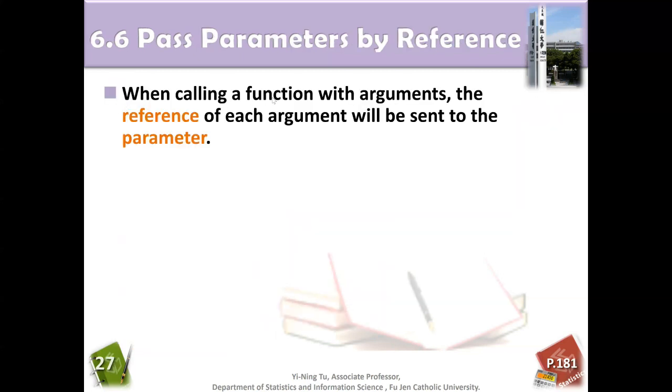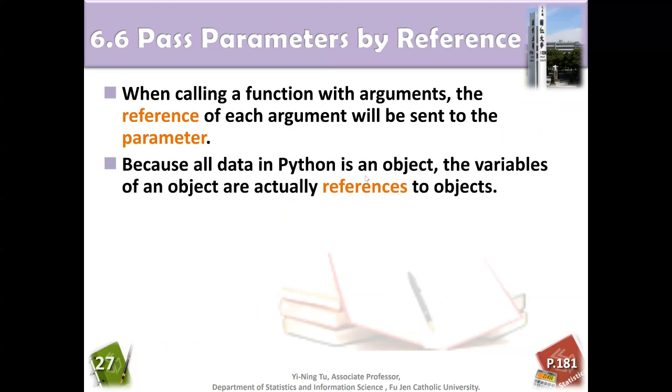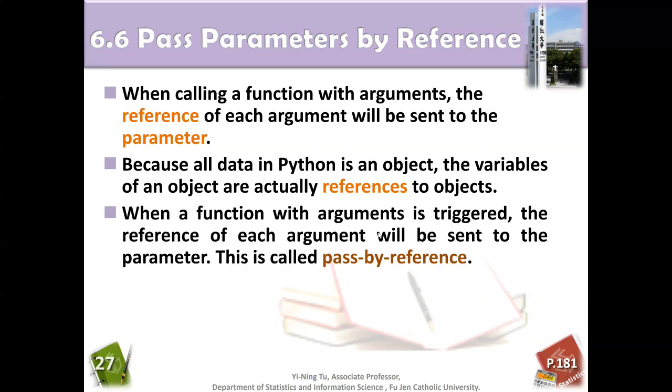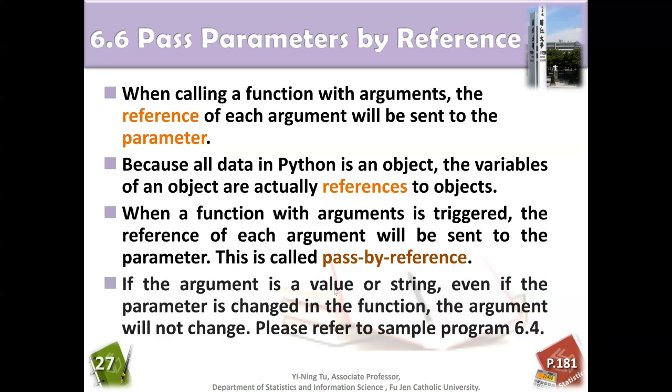When calling a function with arguments, the reference of each argument is sent to the parameter. Because data in Python is an object, the variables are actually references to the objects. So when a function with arguments is invoked, the references of each argument are sent to the parameters. This is called pass by reference. If the argument is a value or string, even if the parameter is changed in the function, the argument will not change.